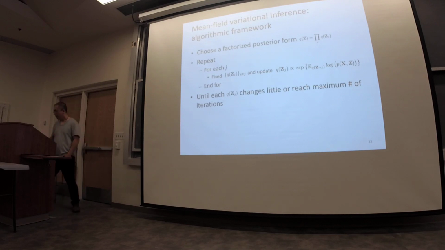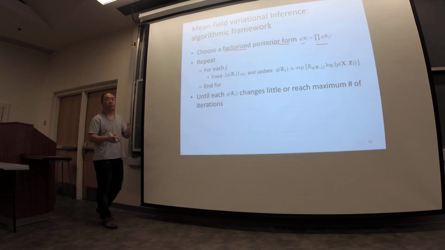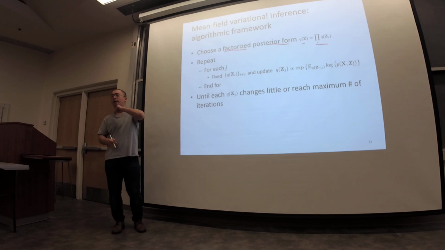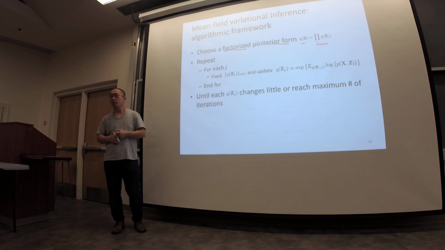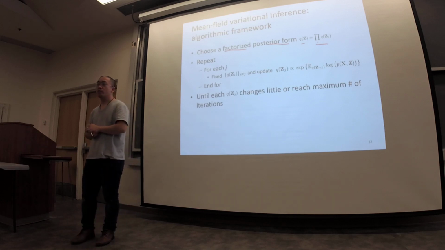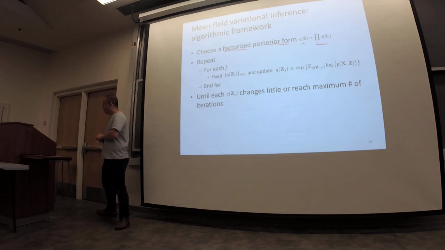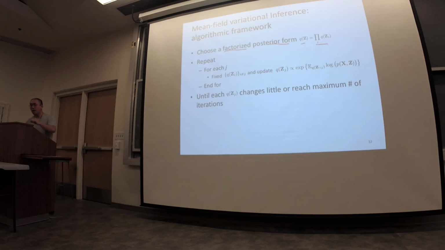Right? So this is an algorithmic framework. At the very beginning, we choose a factorized posterior form. So Q of Z is factorized over Q of Z1, Z2, to Q of ZN. But you need to first partition your random variables into a set of sub-vectors. In an extreme case, you just factorize over individual elements.